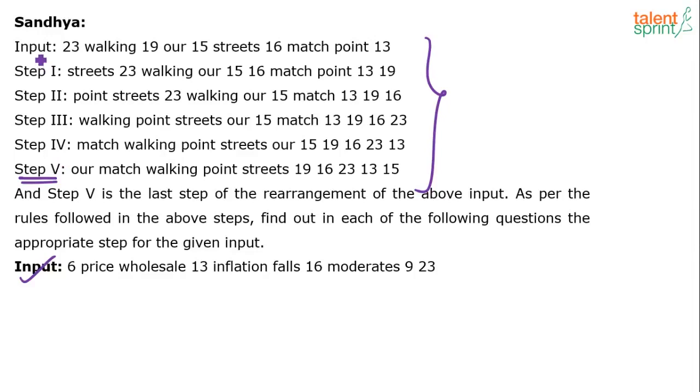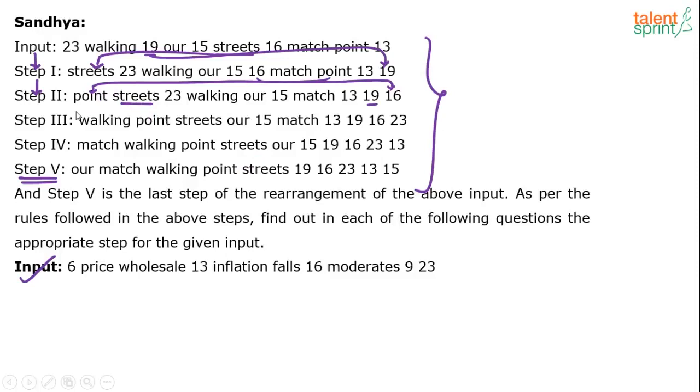Like, for example, what happened from input to step 1? From input to step 1, the word streets has been brought to the first position and the number 19 has been brought to the last position. What happened from step 1 to step 2? Streets was pushed inside, 19 also was pushed inside, but then the word point has been brought to the extreme left and the number 16, for whatever reasons, has been taken to the extreme right.